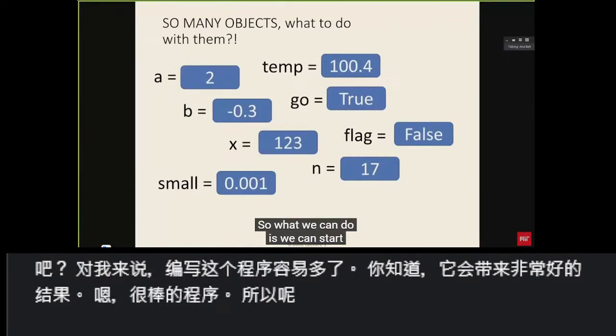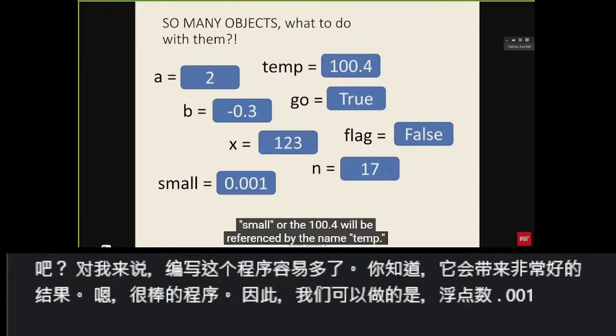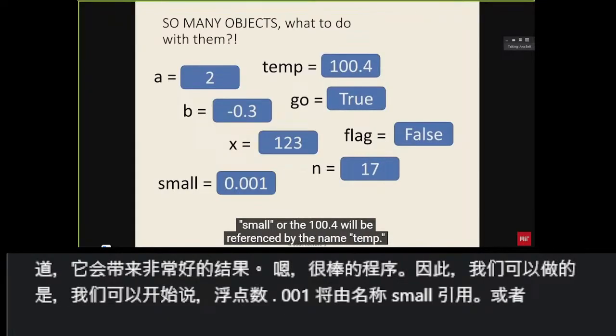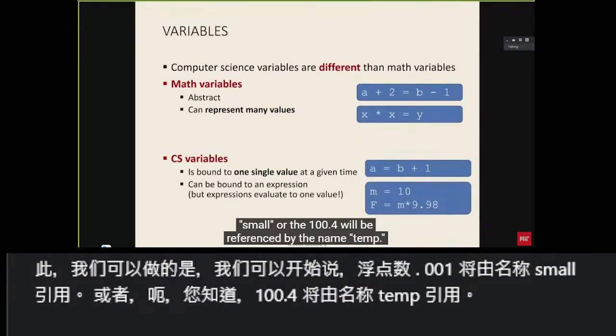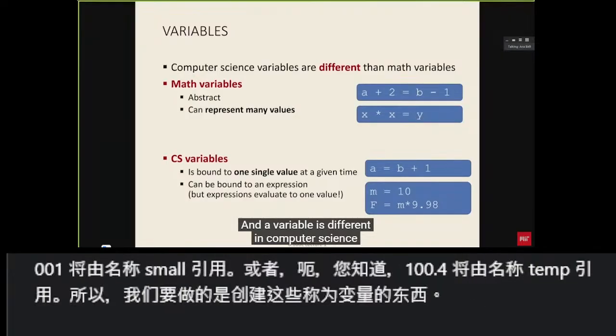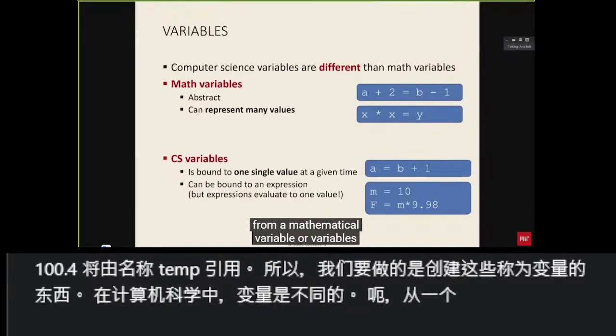So what we can do is say that the float 0.001 will be referenced by the name small, or the 100.4 will be referenced by the name temp. So what we want to do is create these things called variables. And a variable is different in computer science from a mathematical variable, or variables that you've known so far in math.